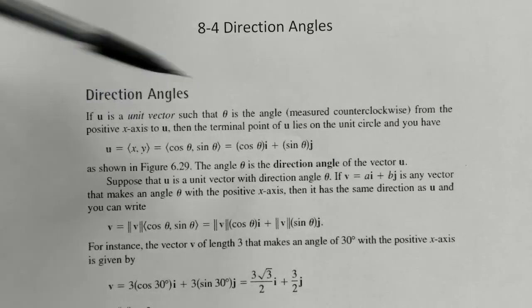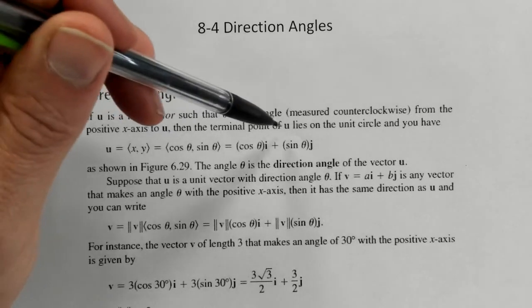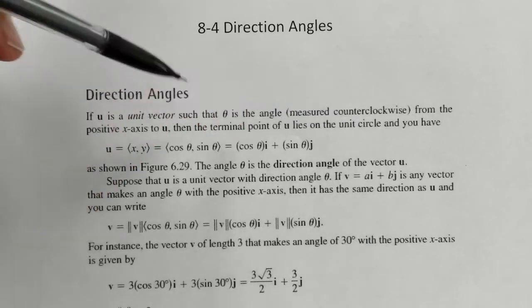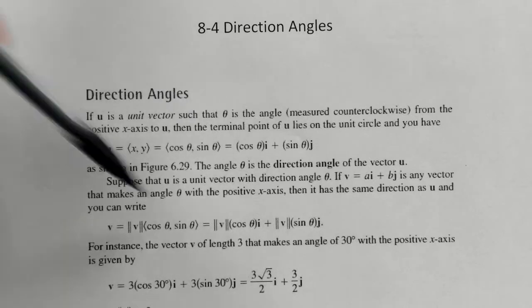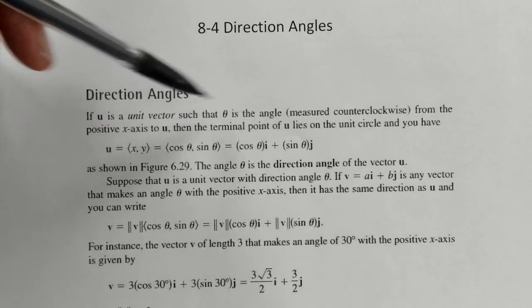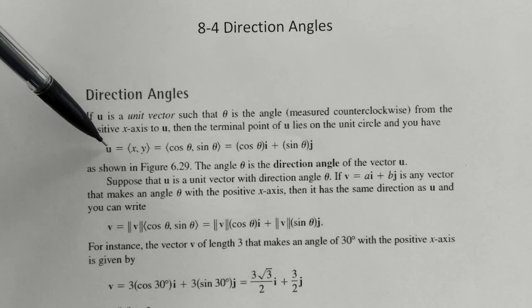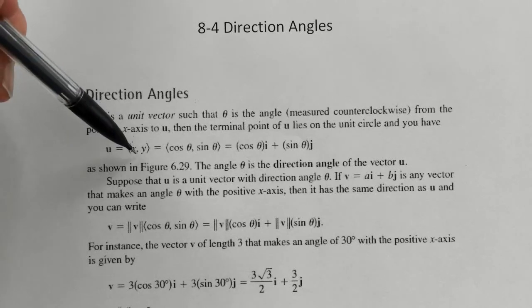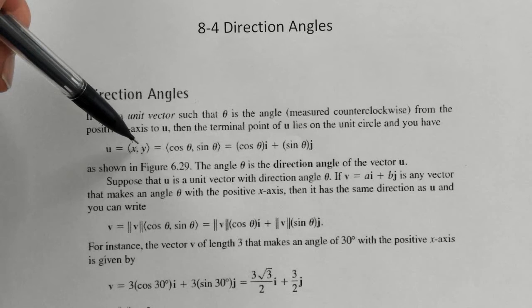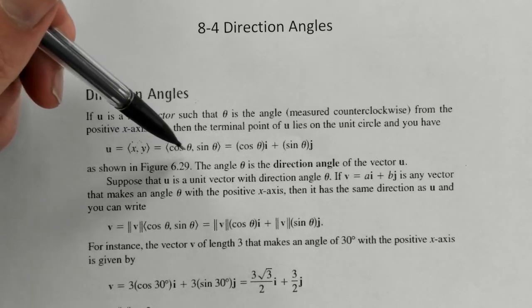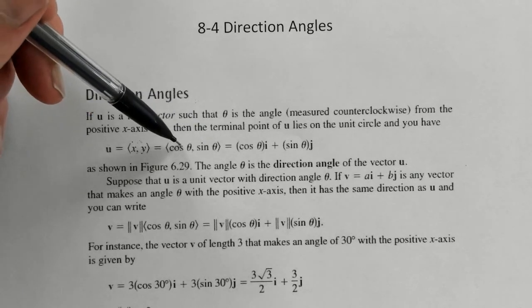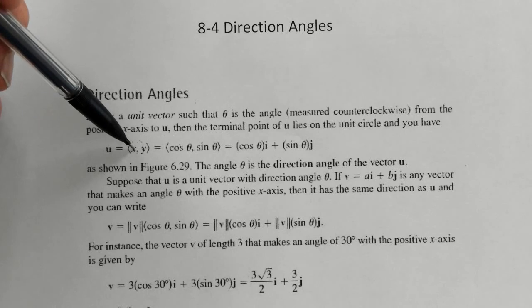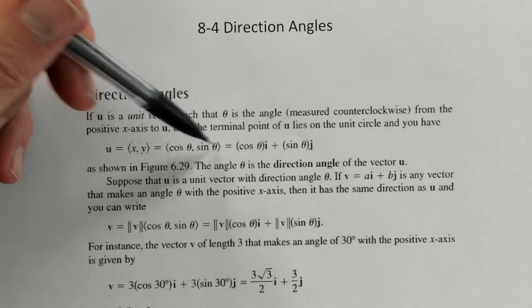over to the vector. If that's the case, then the terminal point of the vector lies on the unit circle, because remember the length of the vector, the magnitude of it, is 1, and the radius of the unit circle is also 1. So the terminal point has to lie on the unit circle, and here's what we've got. If u in component form is x comma y, then you can write the component form of that unit vector as cosine theta comma sine theta. Why? Because remember, cosine is the x-coordinate of the terminal point, and the sine is the y-coordinate.